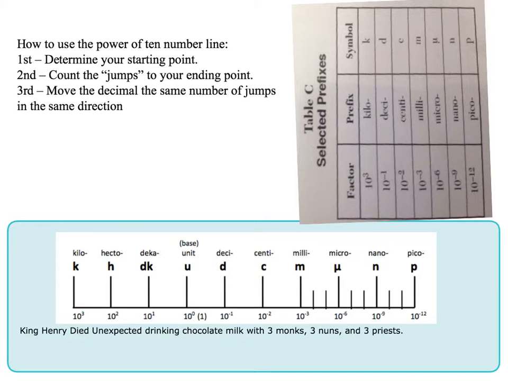The mnemonic device reads, King Henry died unexpectedly drinking chocolate milk with 1, 2, 3 monks, 1, 2, 3 nuns, and 1, 2, 3 priests. When using the mnemonic device, each word corresponds with a prefix. In addition, when we get to the smaller units, it's important that we say 3 monks, 1, 2, 3 nuns, and 1, 2, 3 priests, because we need those ticks for the power of 10, even though they do not correspond with a prefix.